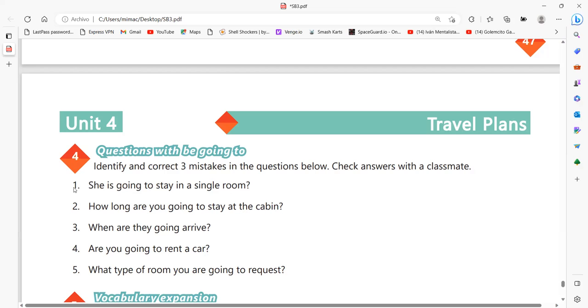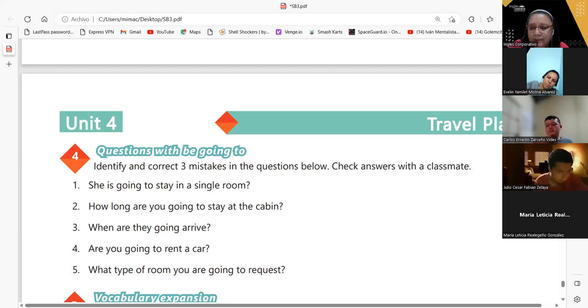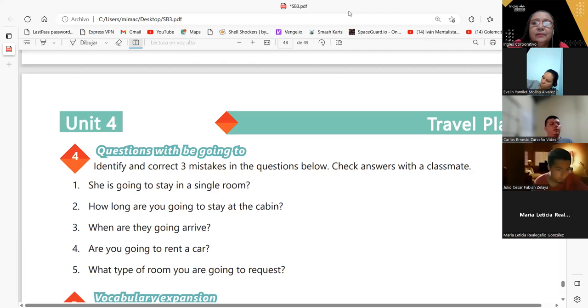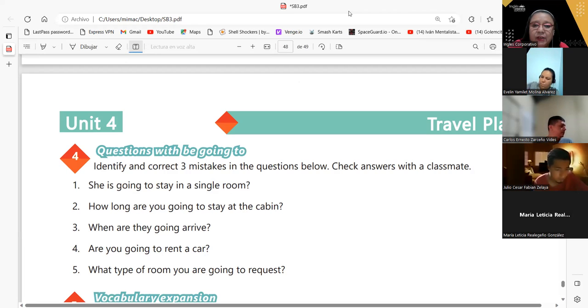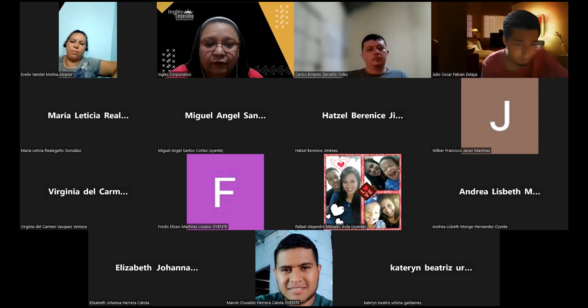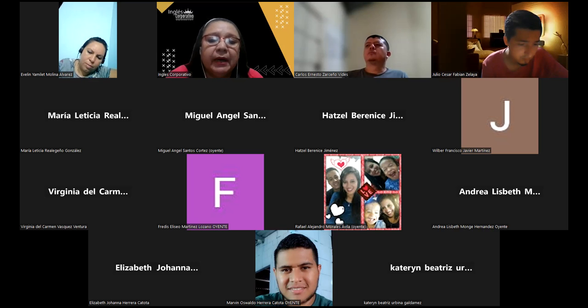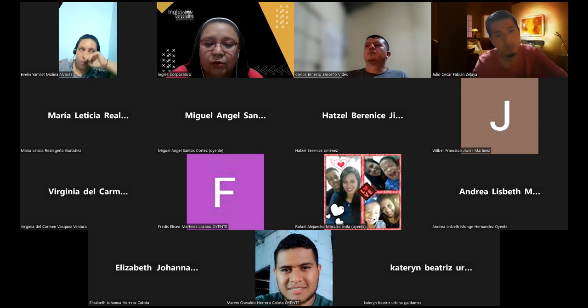Only exercise four, five sentences. The instruction is identify and correct three mistakes in the questions below. And then you are going to compare your answers, okay? Your choices with your classmates. Is that okay? Yes? Yes. Okay, that is at page 48. Exercise four. I'm going to transfer you to the breakout rooms. Please, everybody actively working, okay?